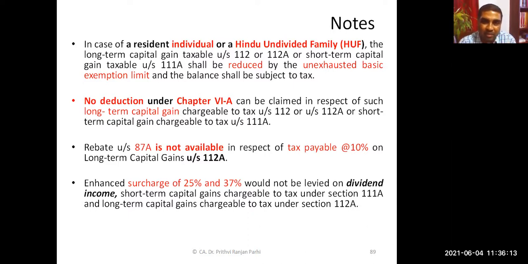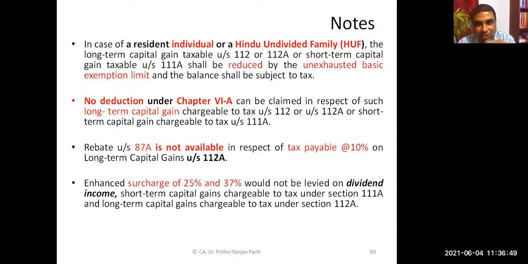But friends, you have to remember, Chapter 6A deductions are available from income to arrive at the total income. But no deduction under Chapter 6A can be claimed in respect of long-term capital gain chargeable under Section 112 or 112A, or short-term capital gain chargeable under Section 111A. That means this Chapter 6A deduction is not applicable to any capital gain, whether long-term or short-term.